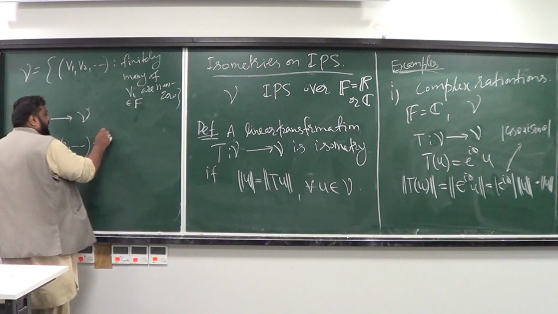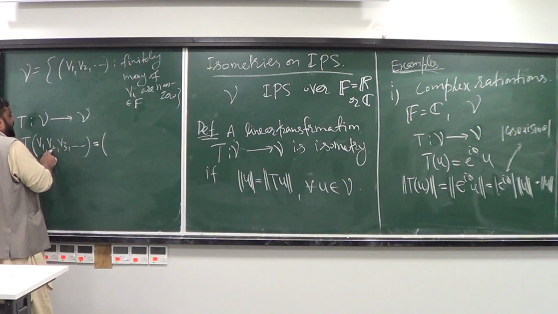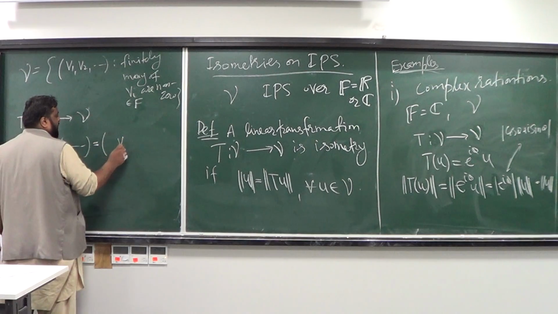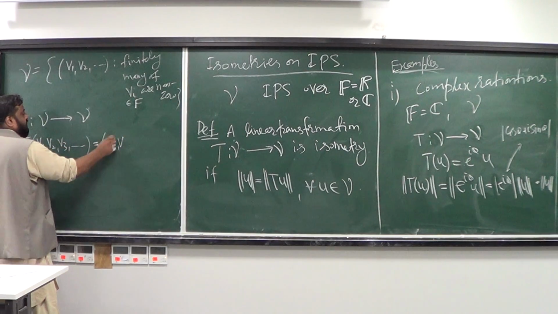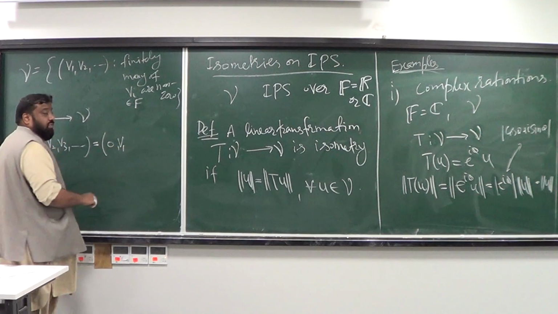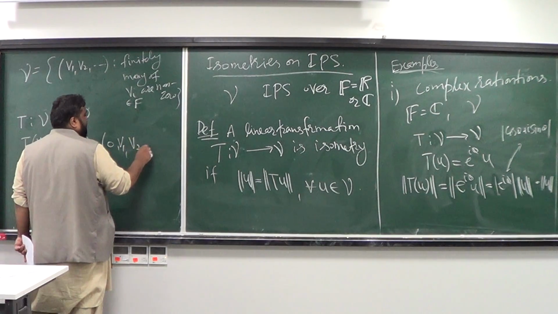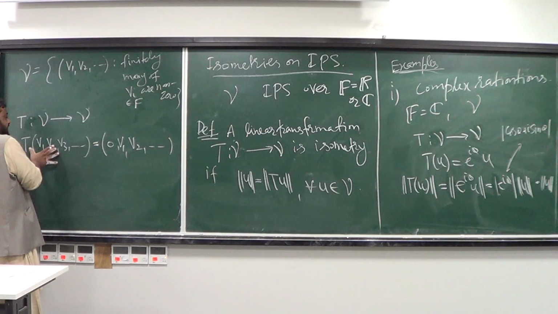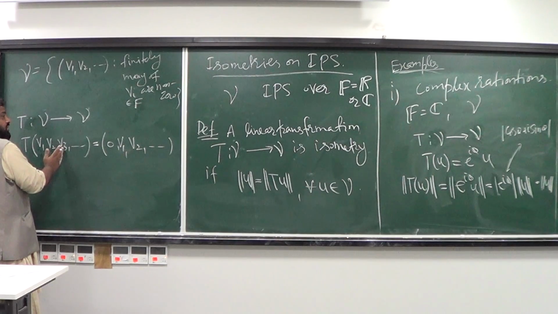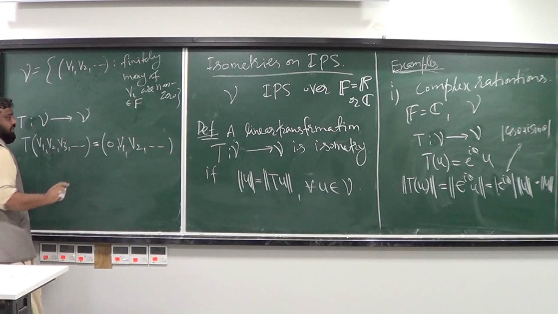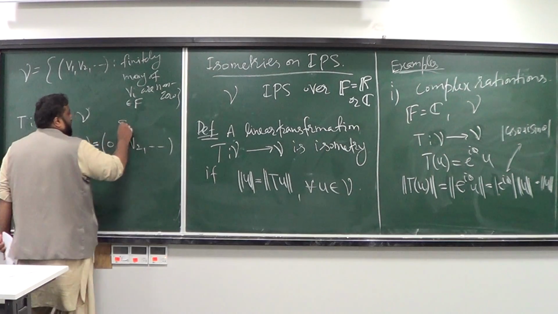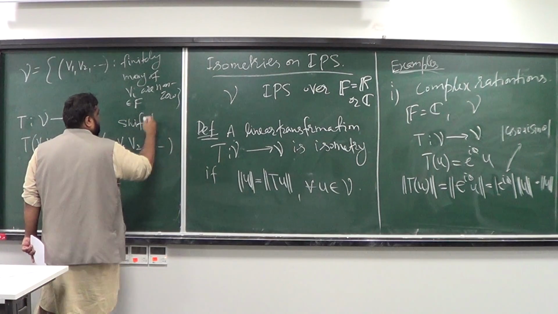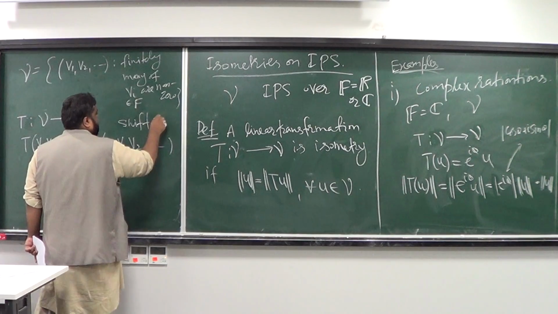In other words, v1 takes the place of v2, and the place of v1 is 0, and v2, and so on and so forth. So you call this the shift operator, where the entire vector is being shifted. Each component is being shifted to the next position, and the first empty position you fill with 0. So you call this the shift operator.